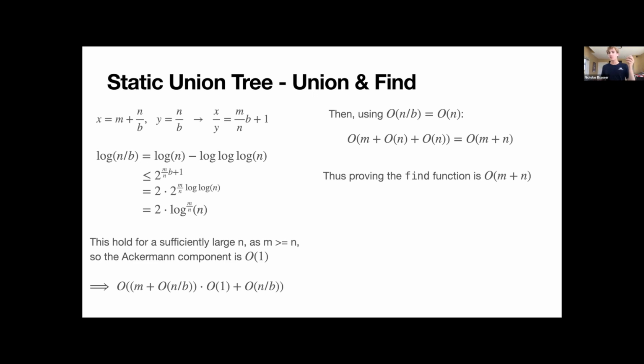And this will always hold because m is defined to be greater than or equal to n. So this exponent is always at least 1. And so then the inverse Ackermann part is O of 1, and then we take the other part, big O of n over b, which is O of n because b is greater than or equal to 2, and we can show that the whole runtime of the find function is O of n plus n. So it's linear, which is fantastic.